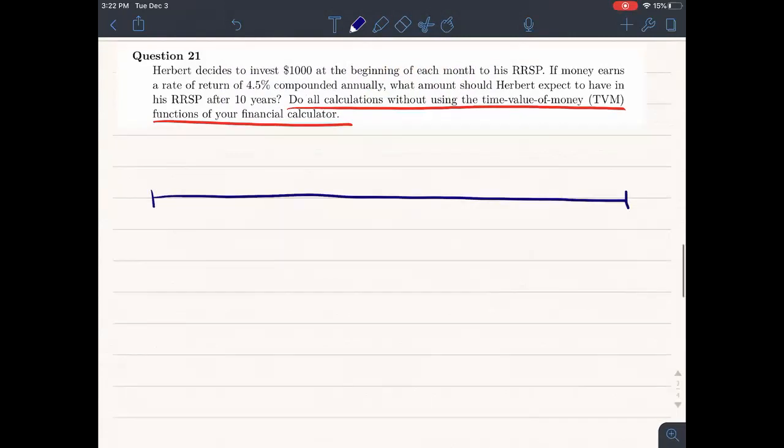And so let's say we start today, and then 1, 2, and then the last 2 there. And then we separate them with ... to indicate that things just keep going this way until the end that I've shown. All right. So he's investing $1,000 at the beginning of each month.